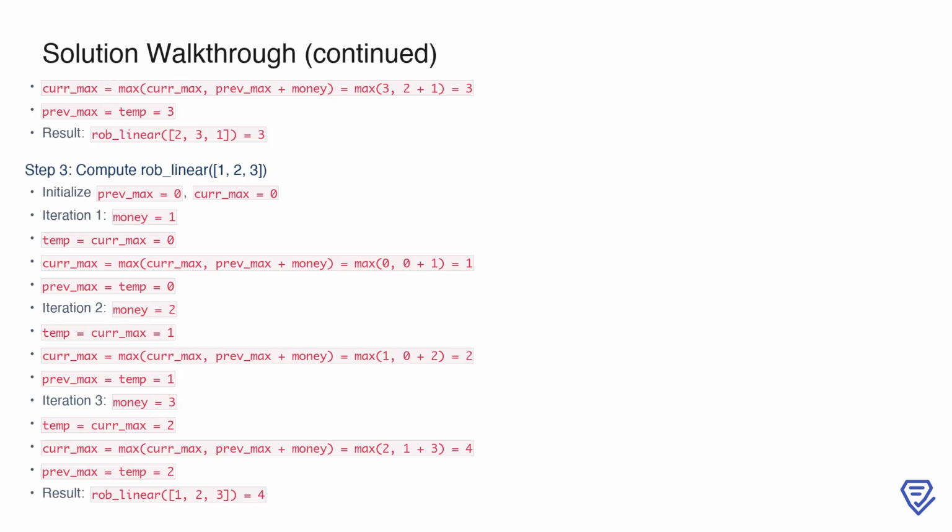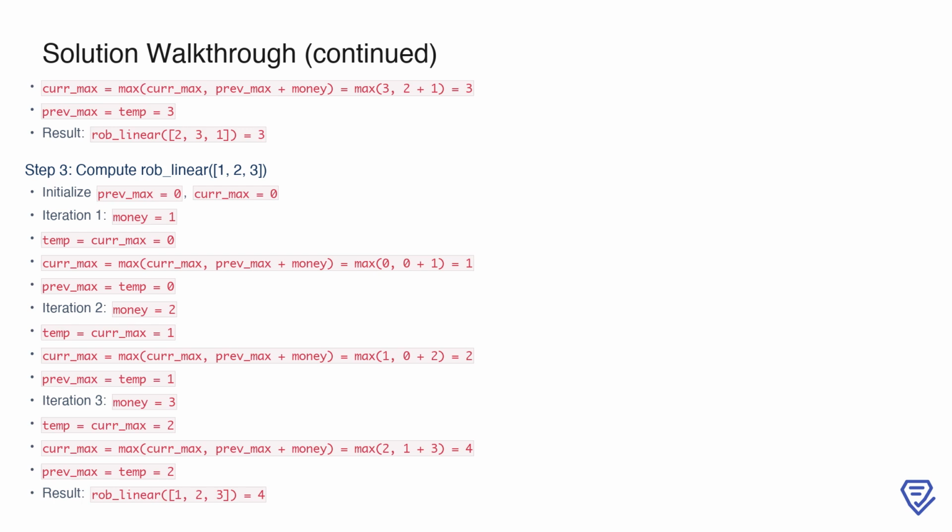Next, we compute rob_linear for the sequence 1, 2, 3. Starting with both prev_max and cur_max set to 0, we process the first house with a value of 1. The current maximum becomes max(0, 0 + 1), which is 1, and prev_max is updated to 0. For the second house with a value of 2, the current maximum becomes max(1, 0 + 2), resulting in 2, and prev_max is updated to 1. For the third house with a value of 3, the current maximum becomes max(2, 1 + 3), which is 4, and prev_max is updated to 2. The result for robbing the sequence 1, 2, 3 is 4.